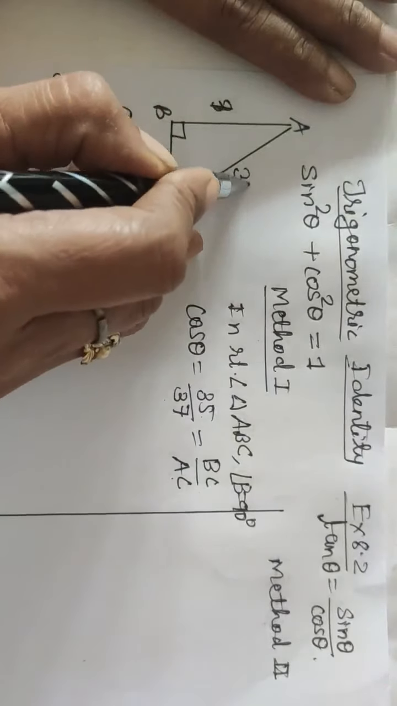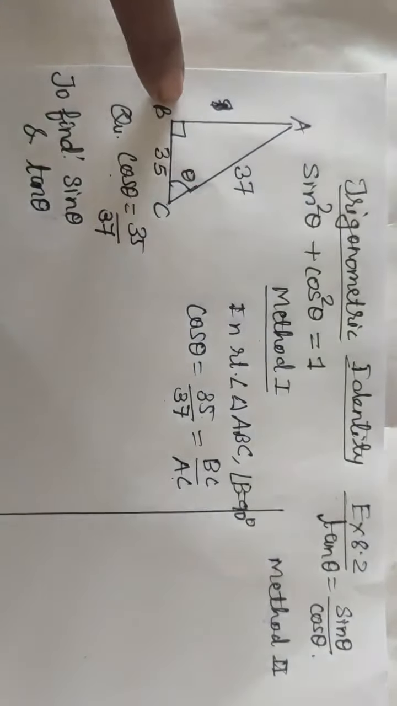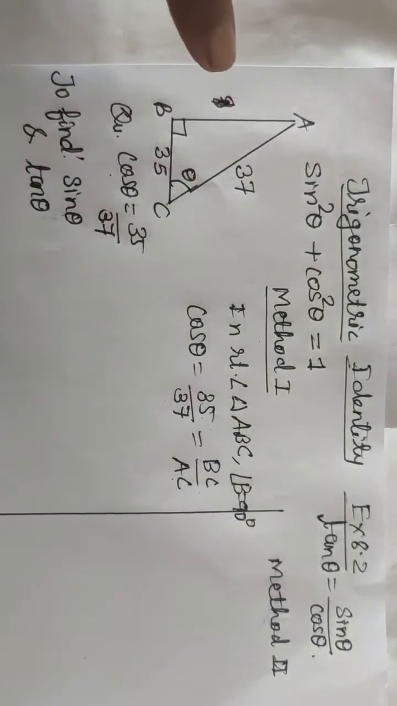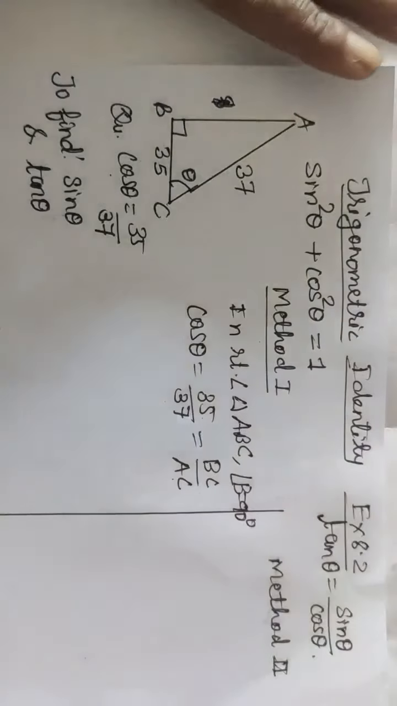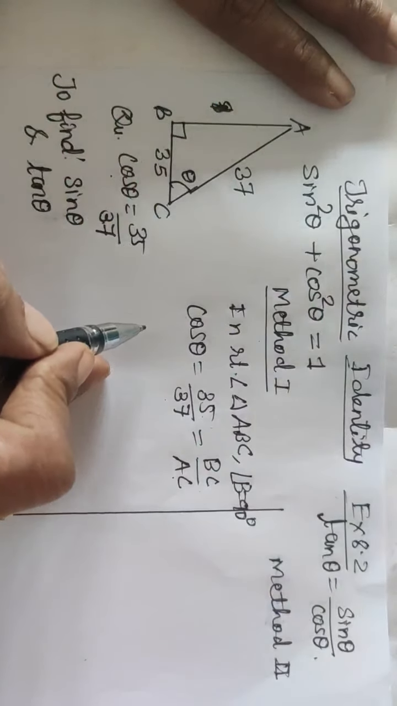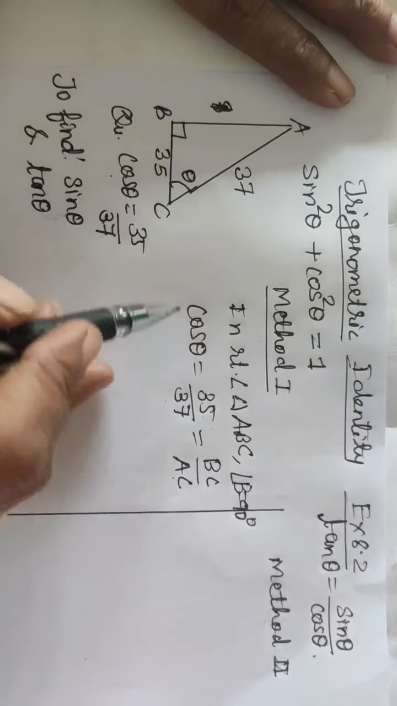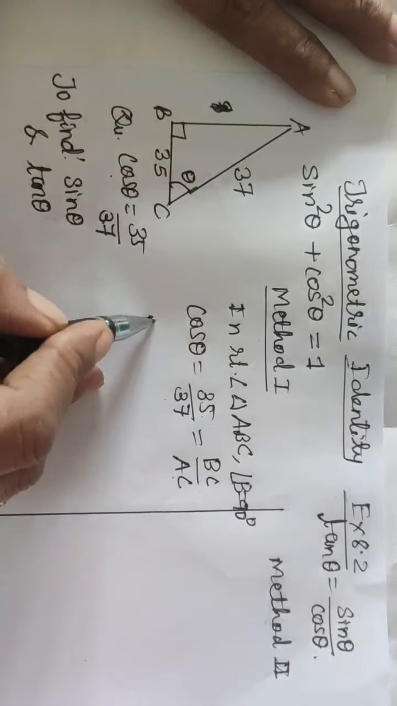AC is 37. Now whenever a right angle triangle is there and the lengths of two sides are given, what clicks in my mind or in your mind? That we have to use Pythagoras theorem to find this AB. Now let's use Pythagoras theorem to find AB.